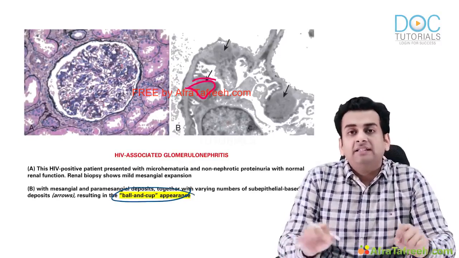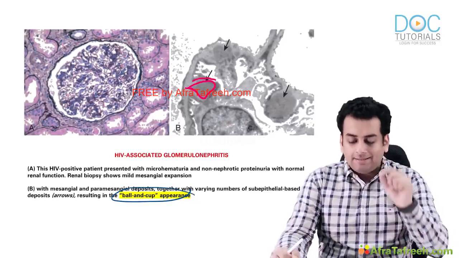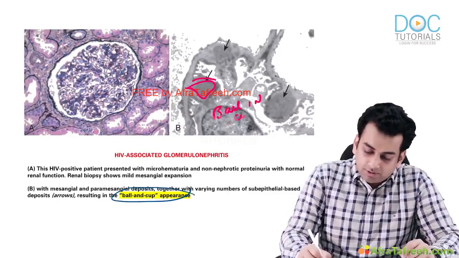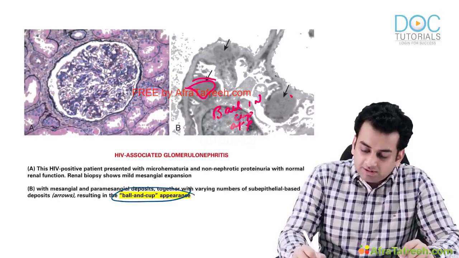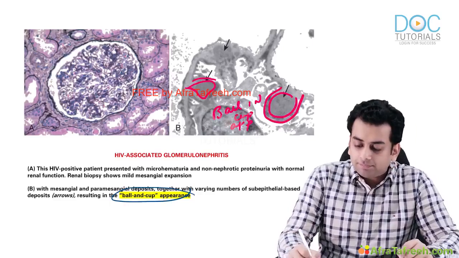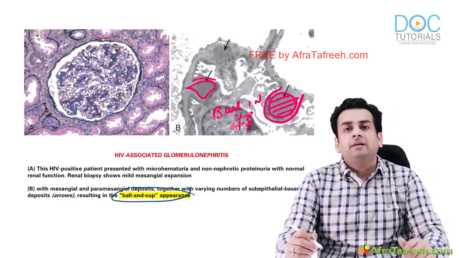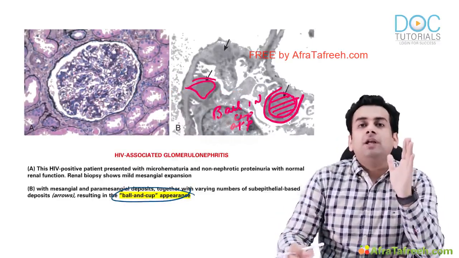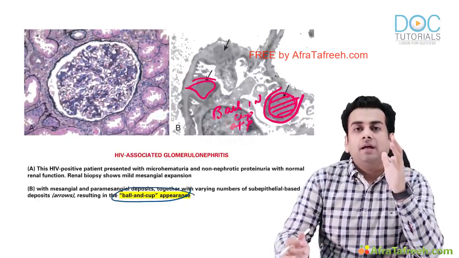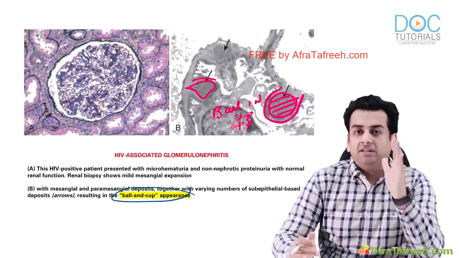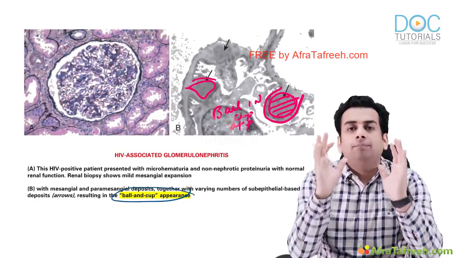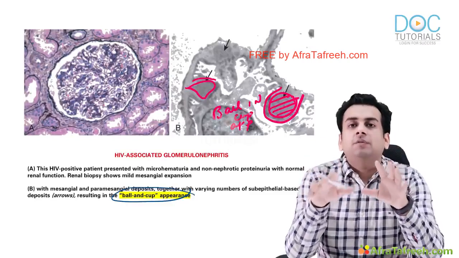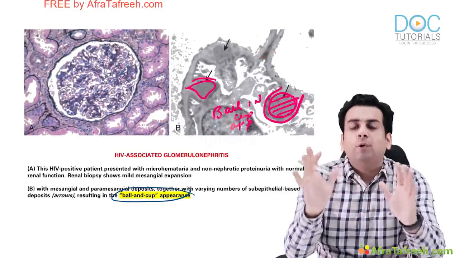So this is the ball in cup appearance due to mesangial and subepithelial deposits. Please look here. This is the ball and this is the cup. I hope you can very well appreciate why it is known as ball in cup. So in HIVAN, you had the tubular reticular inclusions, the interferon footprint, and the podocyte hypertrophy pseudocrescent. In HIVIC, you have the typical ball in cup appearance due to the subepithelial and mesangial deposits of the immune complexes. Very, very important MCQ.